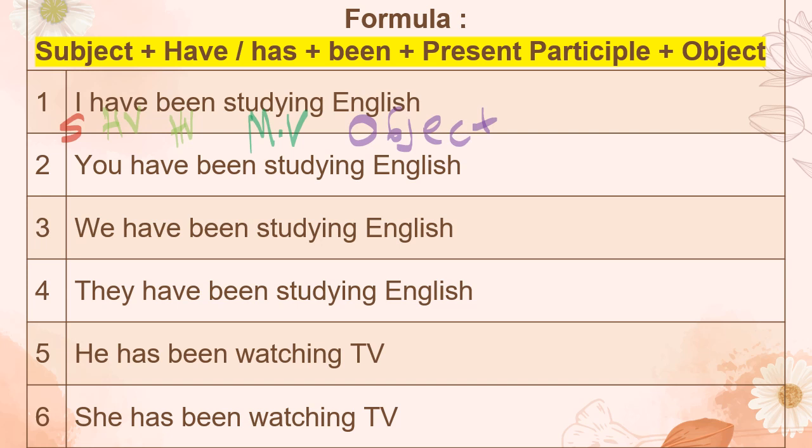Number 2. You have been studying English. You is the subject. Have is the helping verb. Been is the helping verb. Studying is the main verb. English is the object.